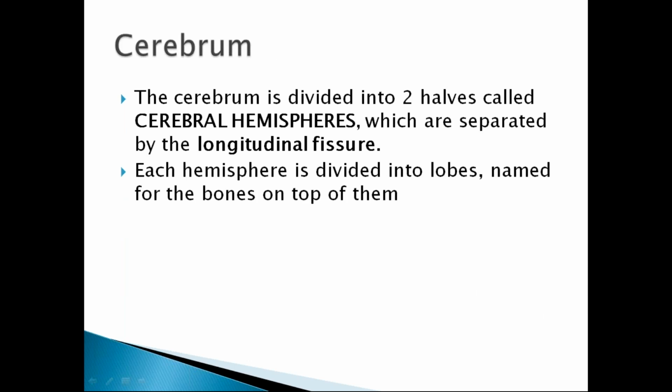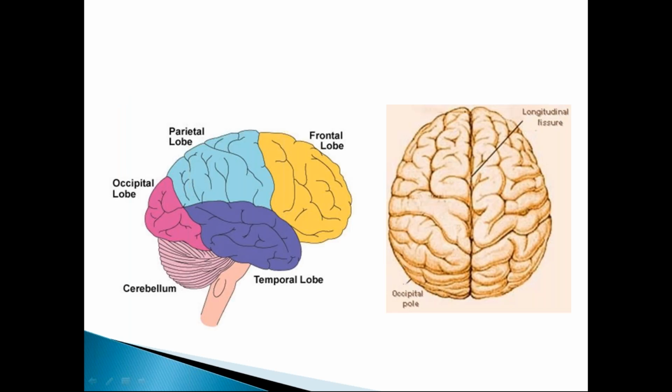The cerebrum is divided into two halves called the cerebral hemispheres, and they are separated by a fissure, which is called the longitudinal fissure. Each hemisphere is divided into lobes, named for the bones that are on top of them. So that makes it easy. And here we go. You see that long fissure, the longitudinal fissure. This is important to know and memorize. You've got your frontal lobe, your parietal lobe, occipital lobe, temporal lobe, and the cerebellum down there in the posterior portion.